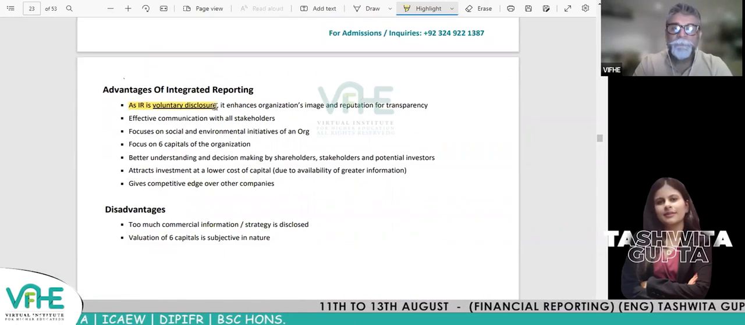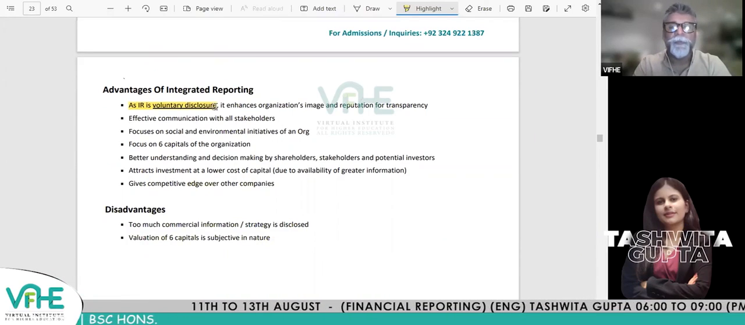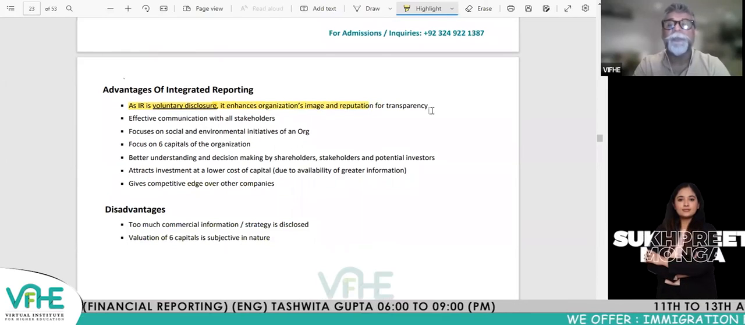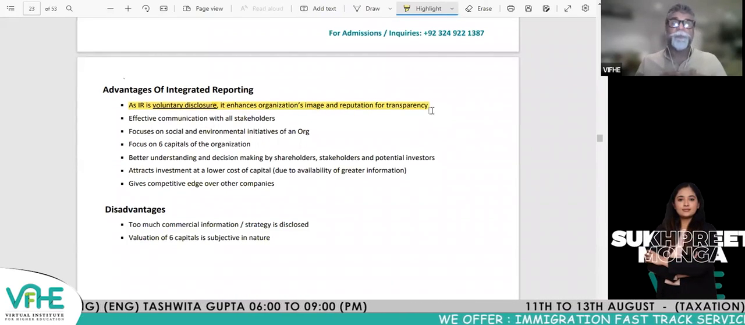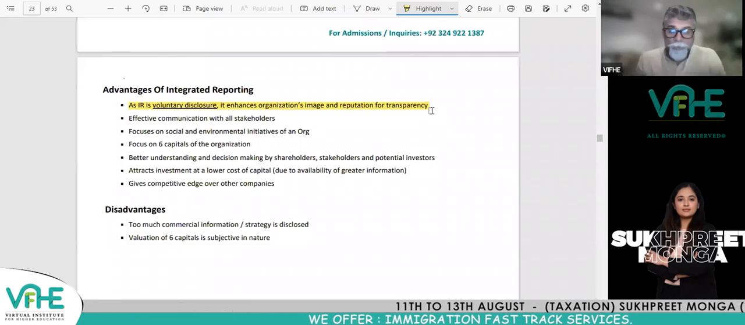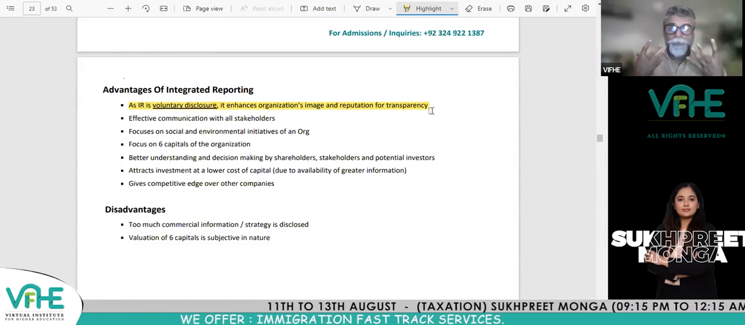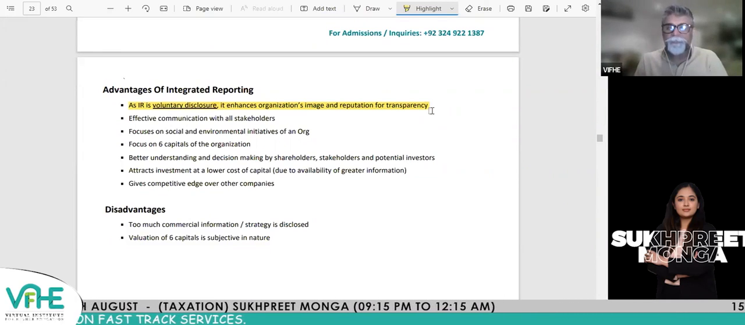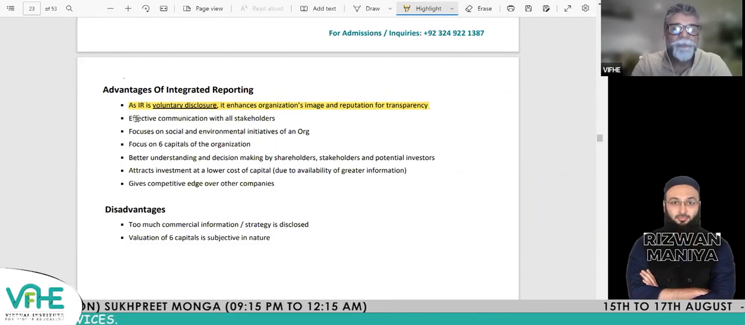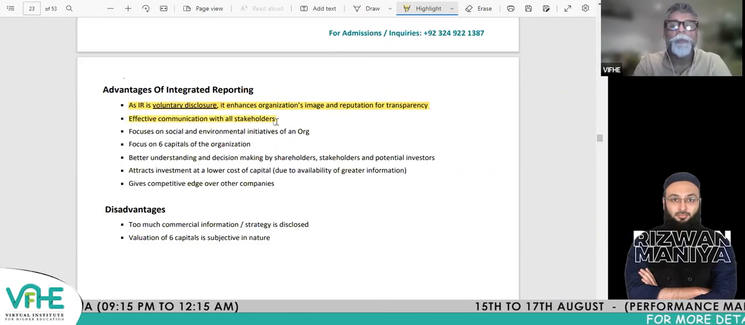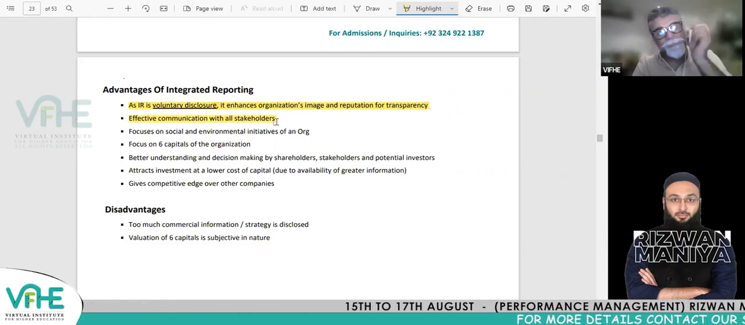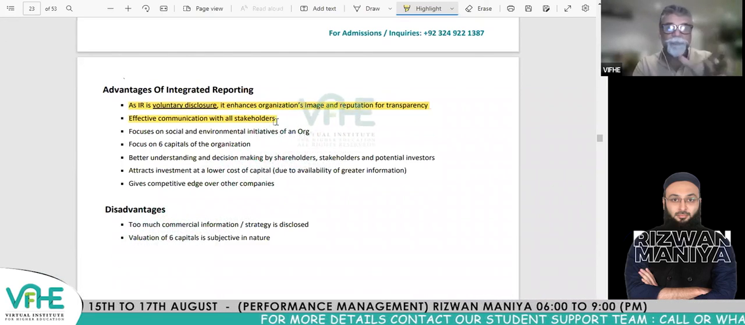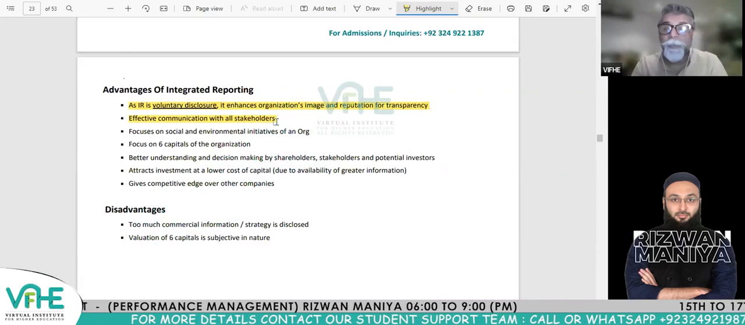So if organizations have adopted IR, it enhances the organization's image and reputation for transparency. It gives a good image about the organization, that it is not a mandatory document, but still they are publishing all this information. That means they are open, they are transparent, they want to communicate with all the stakeholders, right? And then it is a very effective communication with all stakeholders. So financial statement is effective communication with shareholders, but IR is an effective communication tool with all your key stakeholders.